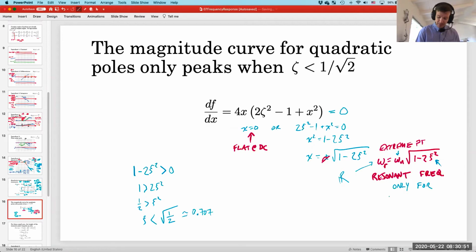only when zeta is smaller than 0.707. Okay, this is important, because what it means is that not all complex conjugate poles will behave the same way. Those that are only lightly underdamped, i.e. those that have a large zeta close to 1, will sag. They won't rise and then fall. They will just droop.